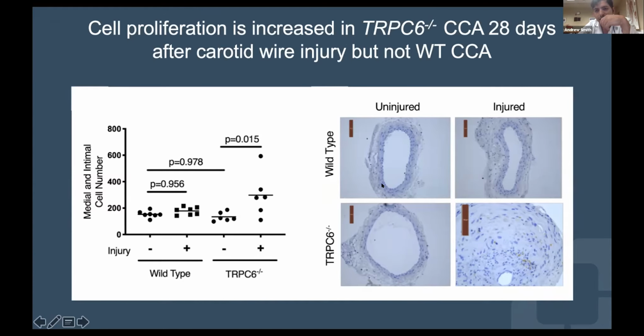We further assessed if active cell proliferation was present 28 days following wire injury using immunohistochemistry against Ki67. What we found was that only in injured TRPC6 knockout mice were there Ki67 positive nuclei, suggesting that in TRPC6 knockout mice there was evidence of ongoing cell proliferation after injury.